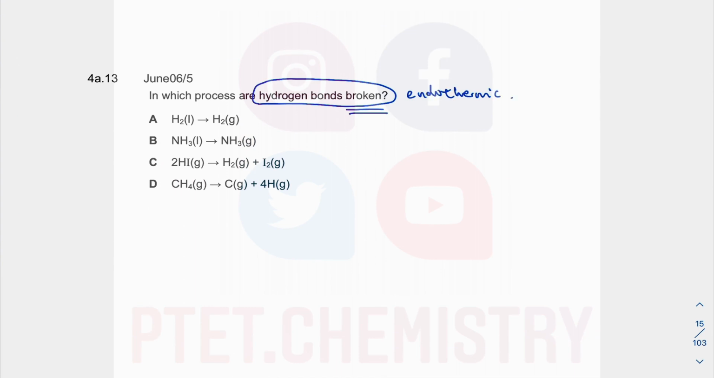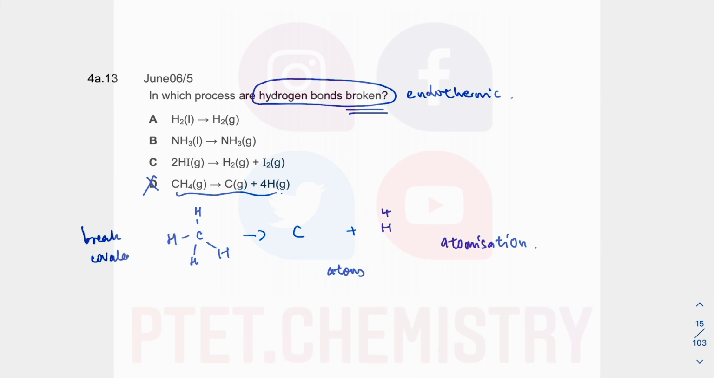Here I can go straight to D first. You are breaking each and every one of the C-H bonds and you are forming atoms. This is atomization, as you will learn in the next topic on enthalpy change. That is not breaking hydrogen bond, that is breaking covalent bond. So you break covalent bond here. Each of these covalent bonds is broken, and there is no hydrogen bond being broken.